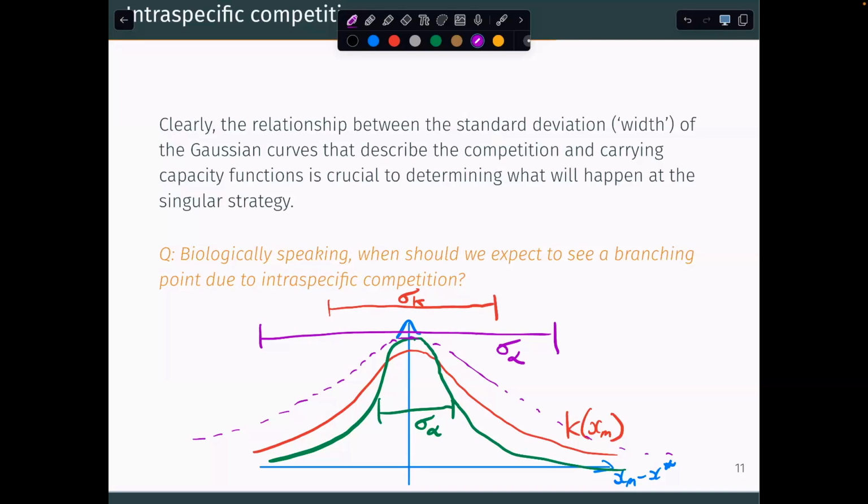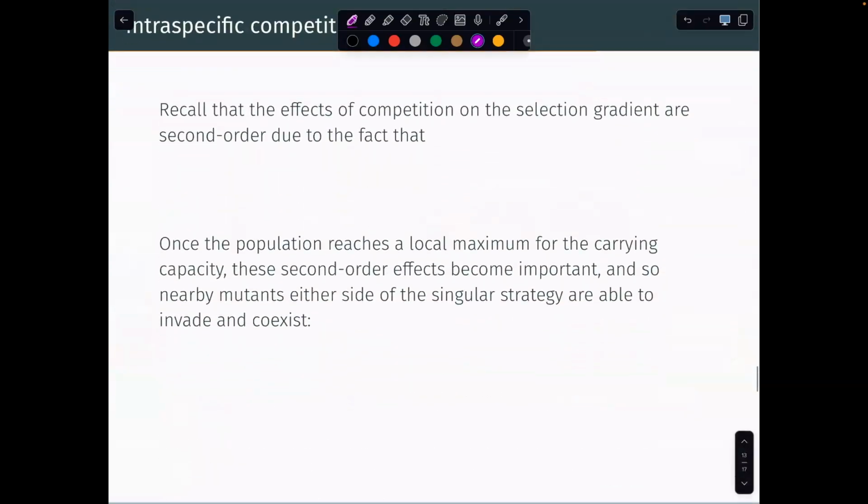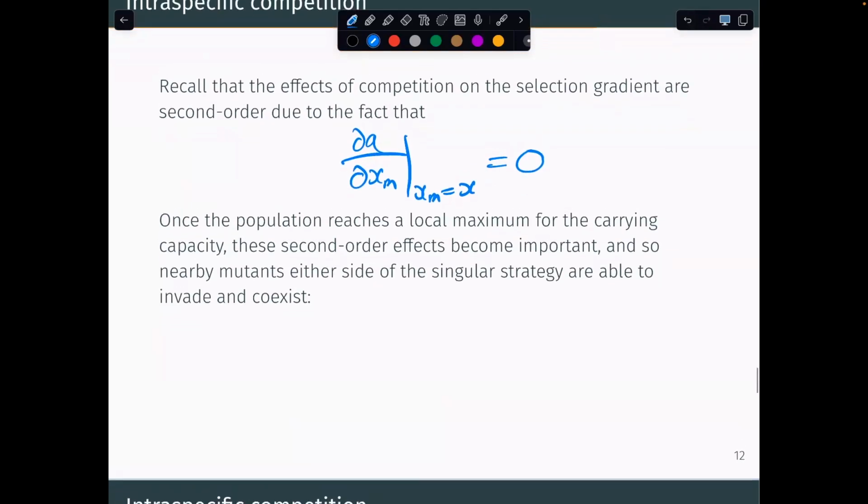Okay, so what happens next then? So remember that our selection gradient was only determined by our carrying capacity. The competition function had no effect there. And that was because we had this derivative of a with respect to xm, whenever xm was equal to x, is going to equal 0. So we evolved to this singular strategy. We're attracted to it because it's convergent stable. But once we get there, our invasion fitness is actually now a minimum. These second order effects become important.